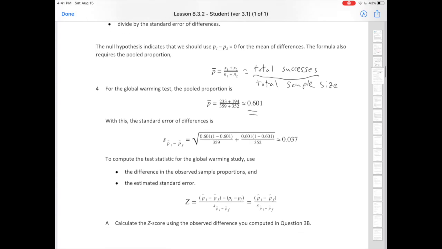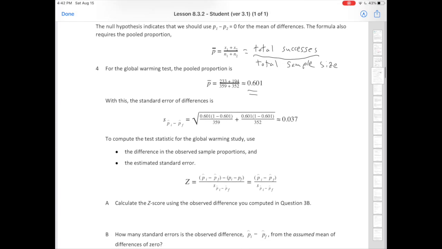To compute the test statistic for the global warming study, use the difference in the observed sample proportions and the estimated standard error. So this is what we're going to calculate. We're going to calculate the z-score. And why does this go away? Remember, this you get from the sample, but this you get from the null hypothesis.